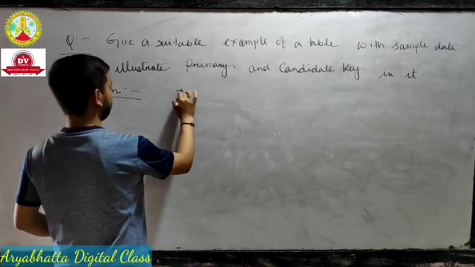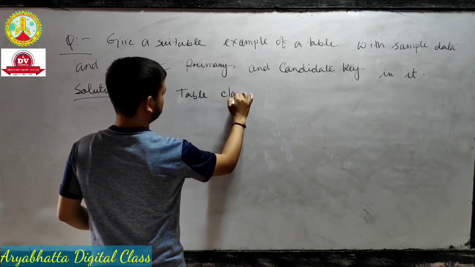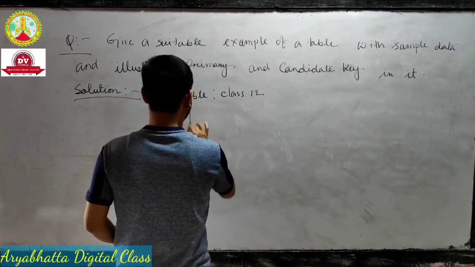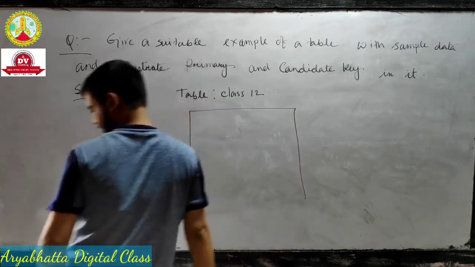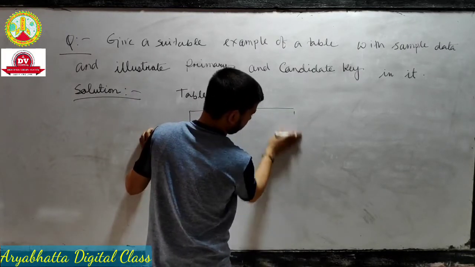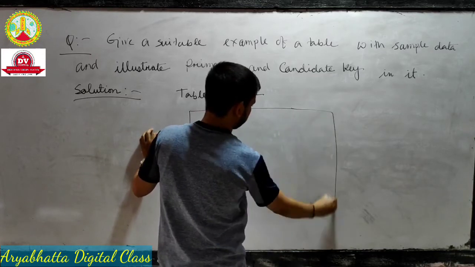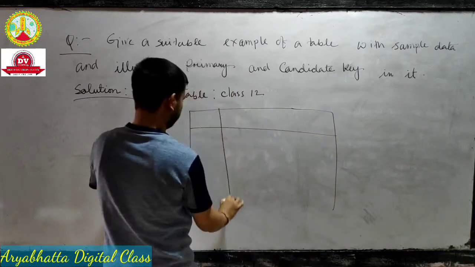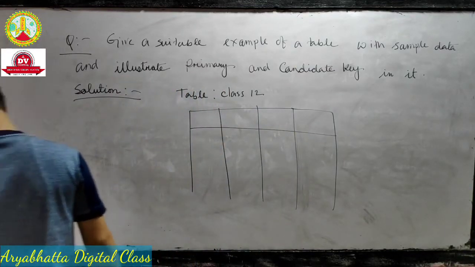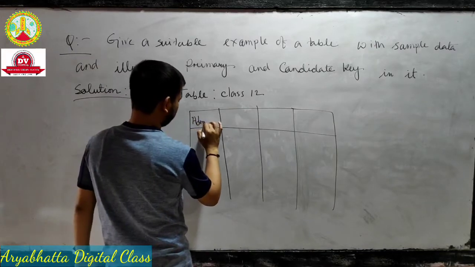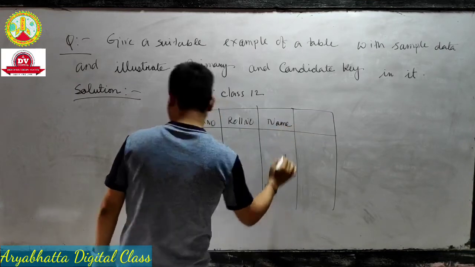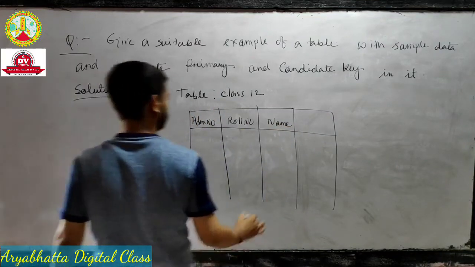Because we take a table, suppose class 12. Okay, this is a table. You see, there are 4 attributes. So the first one is admission number, second one is roll number, then name, and last is marks. Okay.